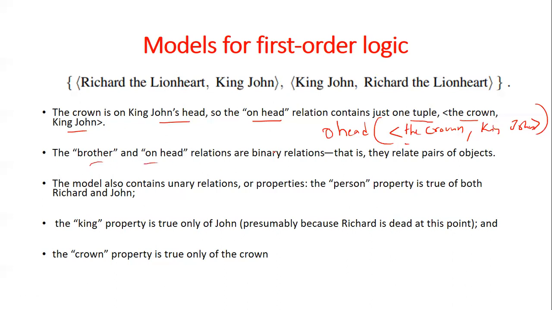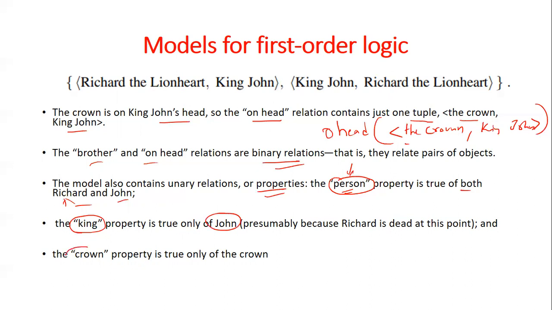The brother and on head relations are binary relations, which we already discussed. And we have some unary relations. Unary relations are otherwise called properties. So person is a property, and it is true for both Richard and John. And king is a property or a unary relation which is true only for John.